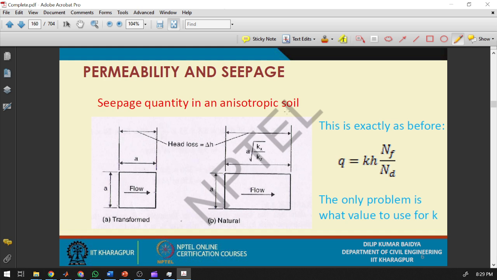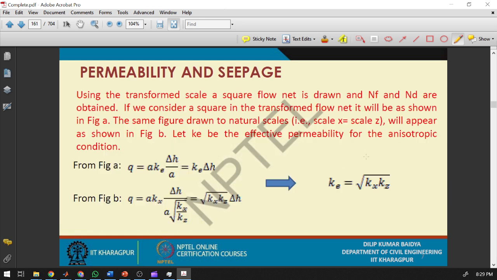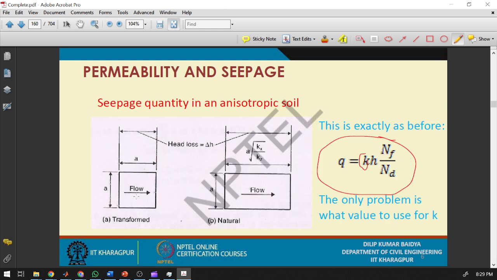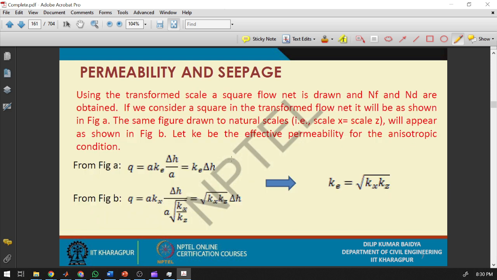Seepage quantity in an anisotropic soil is exactly as before. Only problem is what value of K to use. In isotropic soil we used K, but in anisotropic soil, because the properties in both directions are not the same, we have to take an equivalent K, and this is the K that we have to take.